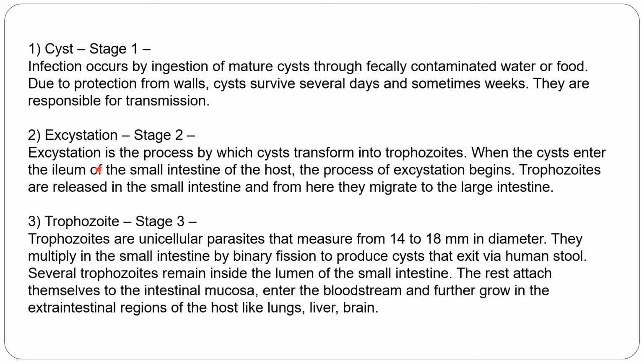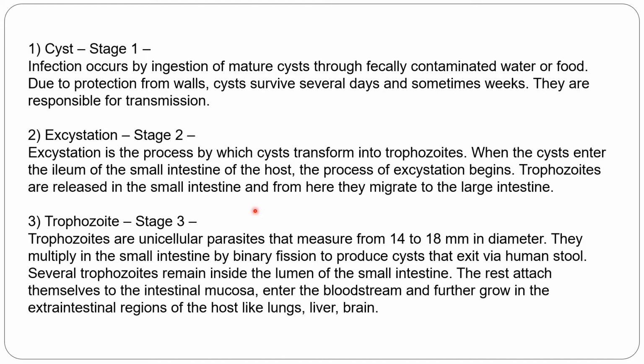Now, second, excystation, that is stage 2. Excystation is the process by which the cyst transforms into trophozoites. When the cyst enters the ileum of the small intestine of the host, the process of excystation begins. Trophozoites are released in the small intestine, and from here they migrate to the large intestine.